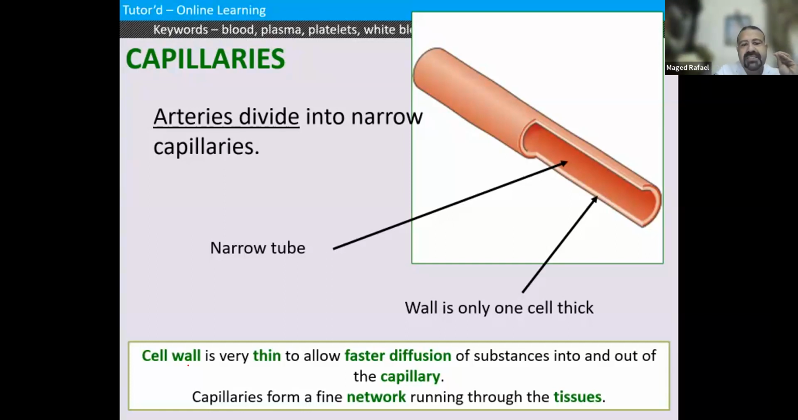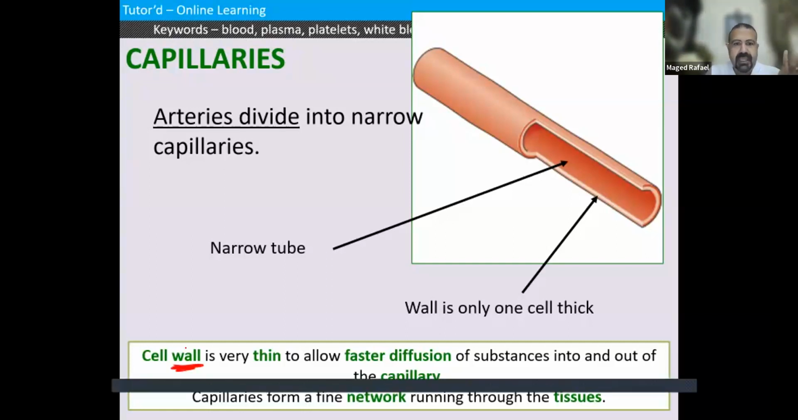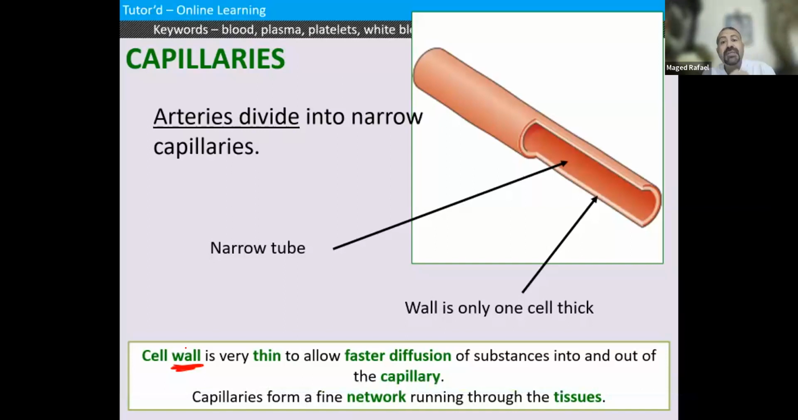I'm sorry, guys, this is cell membrane. This is just a typo error. The cell membrane is very thin to allow faster diffusion of the substance. This is the point of connection between the respiring tissue and the blood. So this is the end point of the circulation, and by diffusion, it will diffuse in all of the useful substances and diffuse out or take out all of the waste products from the tissue. That's why the capillary is considered a fine network running through the tissue.